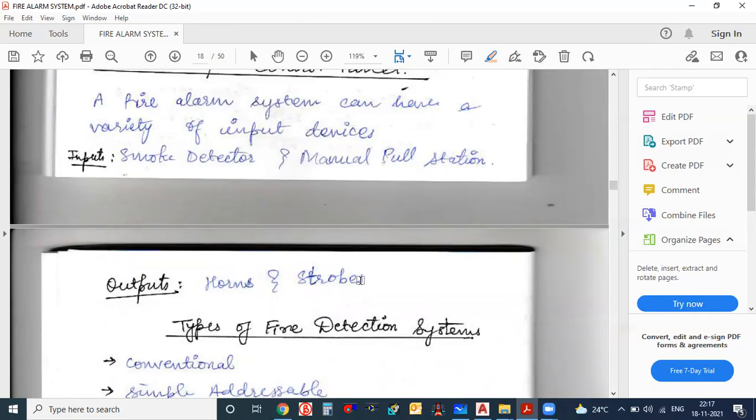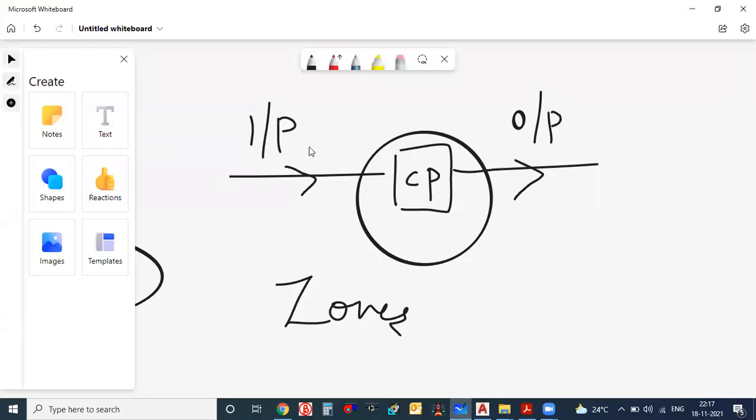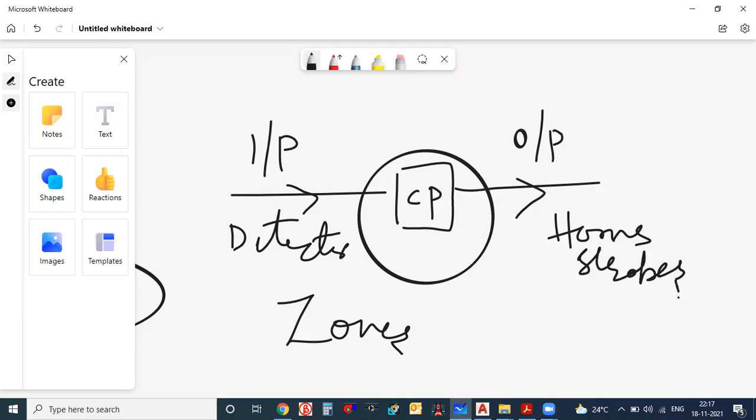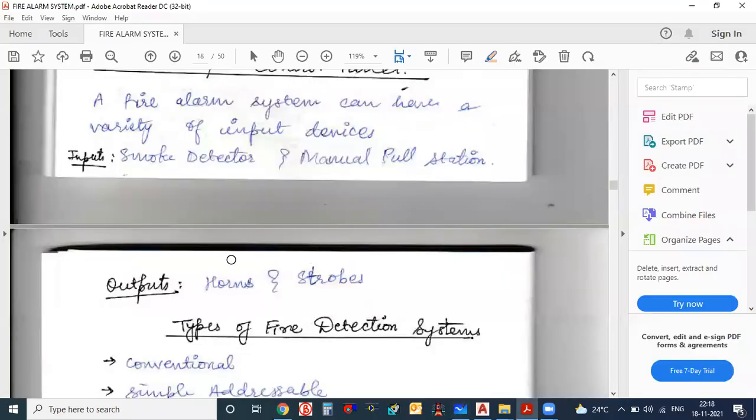Suppose this input is coming from the detectors. The detector is sensing some heat or smoke. So this control panel will automatically give the alarm with the help of horns. The horns will just announce that something is happening on that particular floor, like please evacuate the building. So here they have explained it in this manner: inputs are detectors or manual call points, and outputs are the horns and strobes.